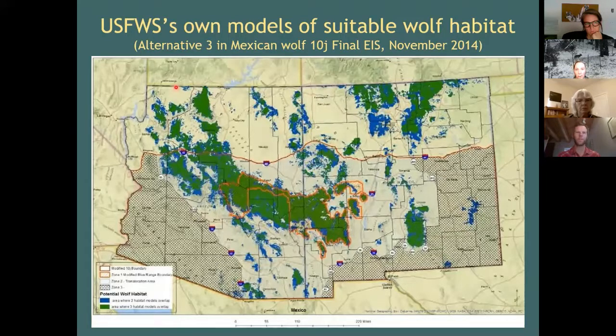And it just so happens that they stopped the modeling at the state borders, but we do know that there's also additional suitable habitat in southern Colorado and southern Utah as well. But again, they cannot cross wolves. Mexican wolves currently cannot cross I-40 to the north, or they'll be captured and removed.